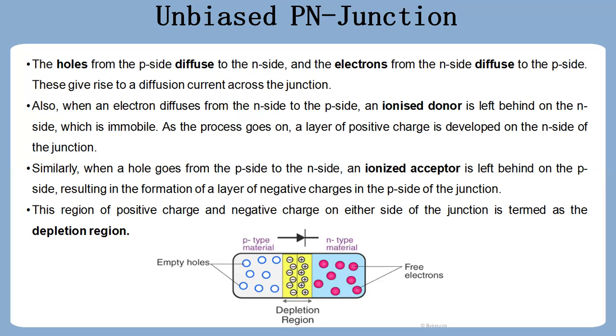Because of these ionized donors and acceptors at the junction, this yellow portion forms a depletion layer. Because of this, the free electrons and holes cannot easily diffuse from n-type to p-type, right? So this yellow portion at the junction is called the depletion region.